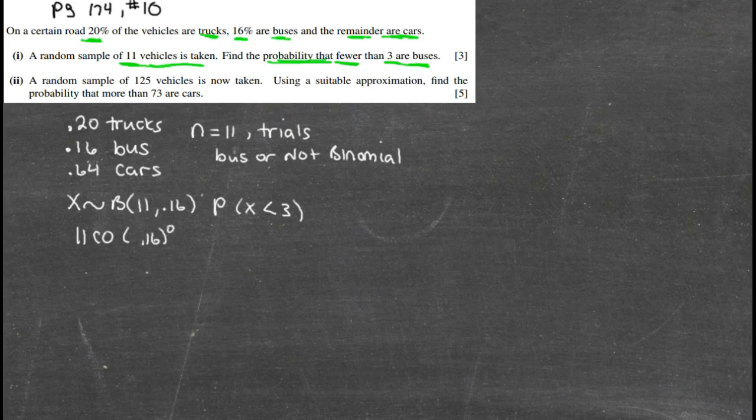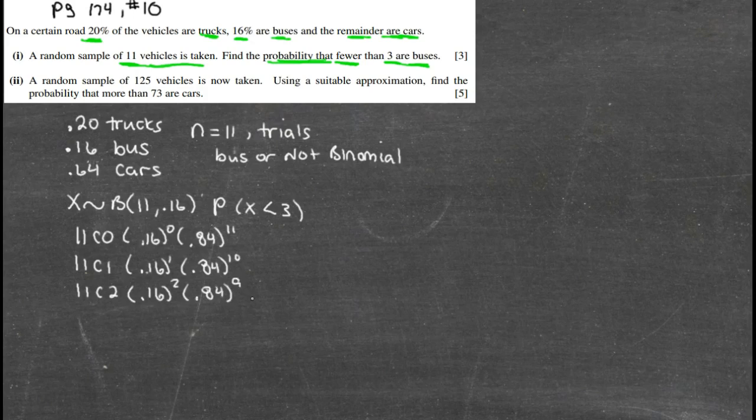So I go back to my formula. 11 combination 0, and then times p to the 0, and then q to the 11th. And then I go through and I got to do it, well, what if there's 1 car? And then what if there's 2 cars? So I find the probability of all these cases. Now the thing is, remember, it's less than 3, so it's not going to include 3. So 0, 1, or 2, that's all I got to do.